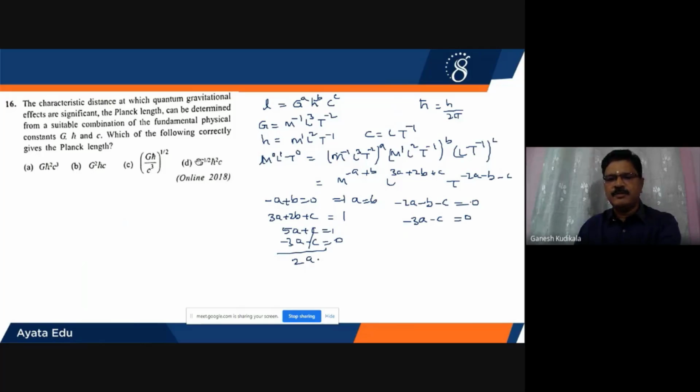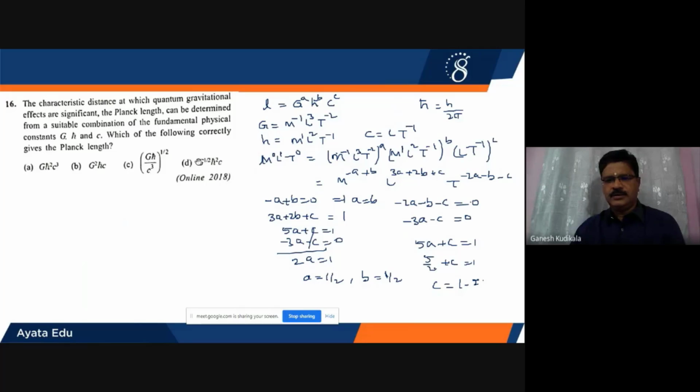On joining, these two will get cancelled. 2a will be equal to 1 and a will be equal to 1 by 2. If a is 1 by 2, b also will be 1 by 2. Let us substitute in this equation: 5a plus c is equal to 1. A is replaced by 1 by 2. Therefore, 5 by 2 plus c is equal to 1, and c will be equal to 1 minus 5 by 2.